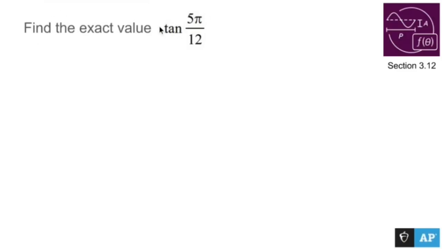Buckle up for this one. It's a doozy. Find the exact value of tangent 5 pi over 12. Obviously, we're not given 5 pi over 12 on the unit circle, so I need to rewrite this in a way where I use some of those numbers that appear on a unit circle, and I can either add or subtract them.